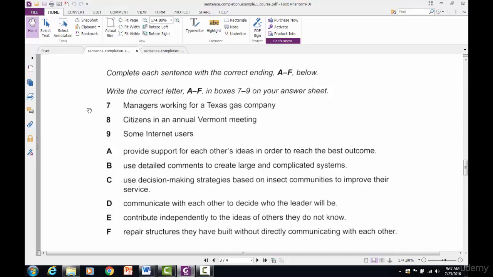Now, in general, most of the time, a complete the sentence question goes in order. Most of the time, but it's possible that sometimes it won't. I've seen it sometimes not go in order, but I would probably say the vast majority of the time, your complete the sentence question goes in order. So that means that after number 7, we'll find number 8, and after number 8, we'll find number 9. So let's see if this one lines up that way. But first, we're looking for Texas.